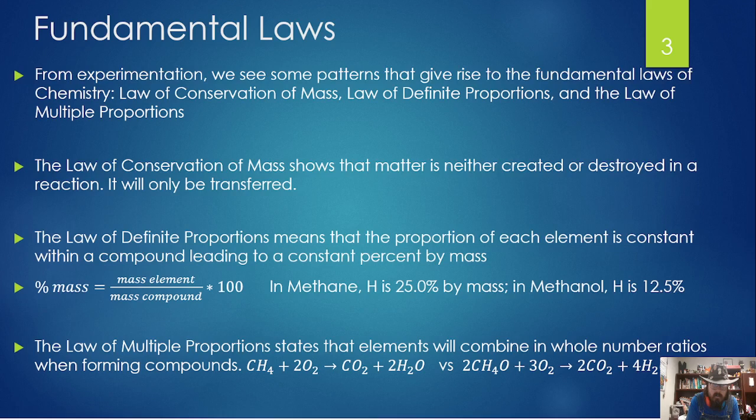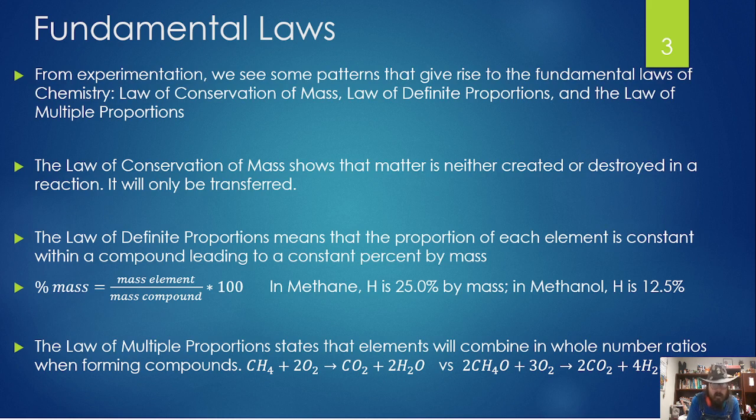Ethane, which is C2H6, has a greater percentage, well, actually a lower percentage of hydrogen, because now for every one carbon, there's 3 hydrogens instead of 4 for every one.